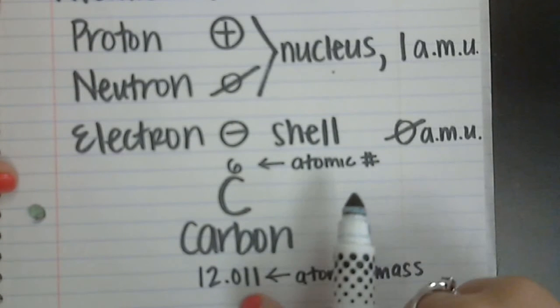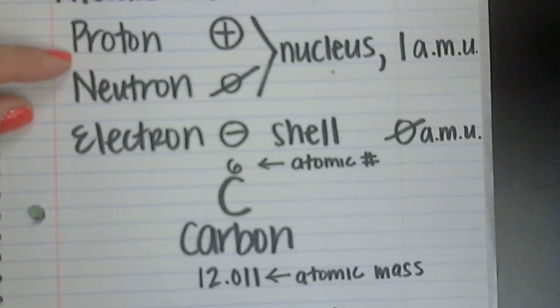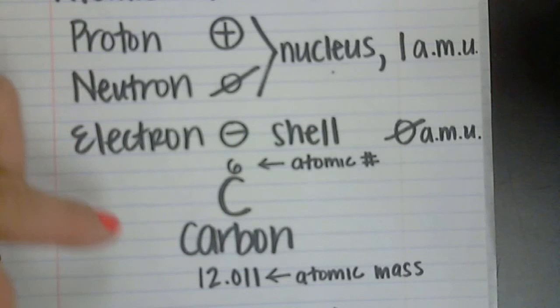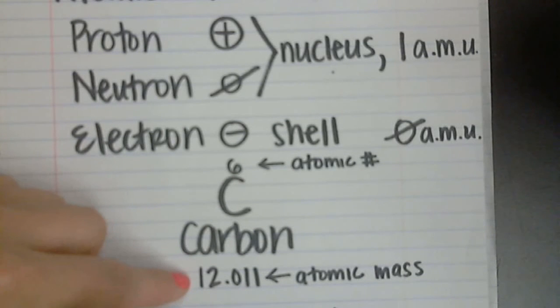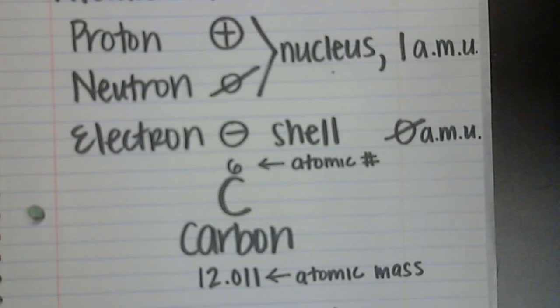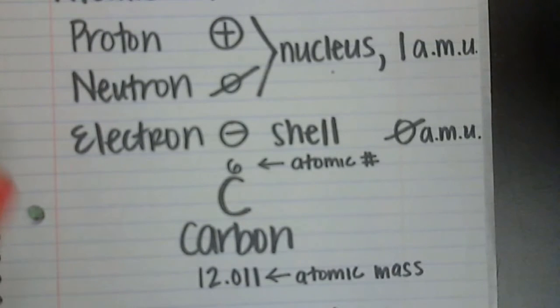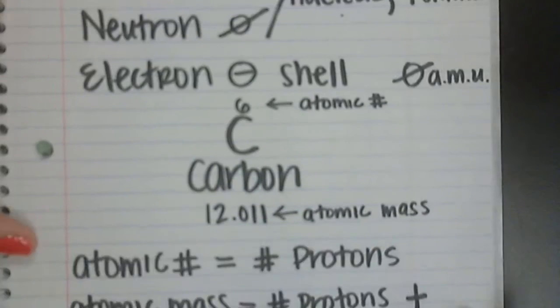Well, this point is actually an average because you can't change the protons in an atom, but you can change the neutrons or the electrons without changing what that element is. So what this number is, it's an average of all of the different types of carbons there are out there. This is the average mass. What you want to do is take this number and round it. So for carbon that we're working on in class, the atomic mass would be 12.